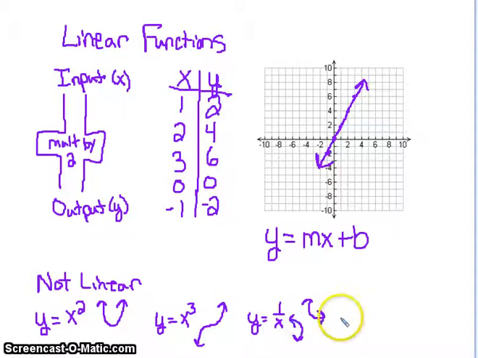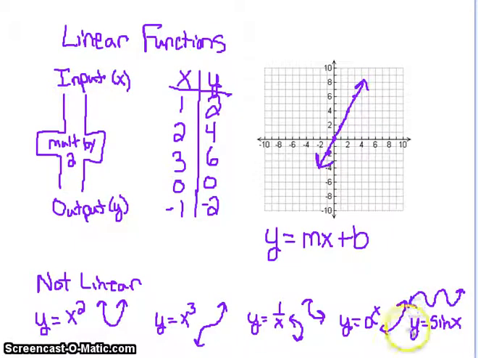We can get into the form of y equals a to the x, which is going to be exponential. And we've just learned so many different functions, it's not even funny. We even have the sine of x, right? We have our periodic function. And those are also not linear. So, if it can't be put into the form of y equals mx plus b, you're good.